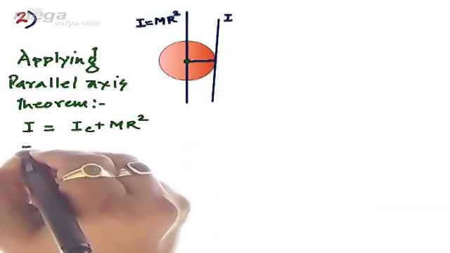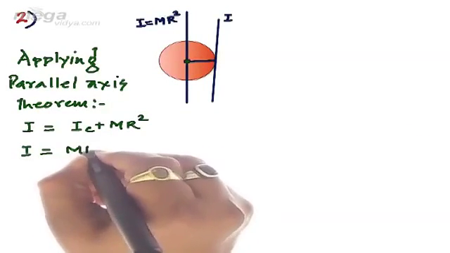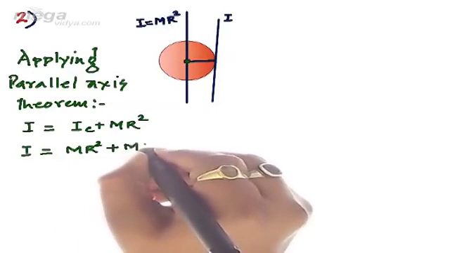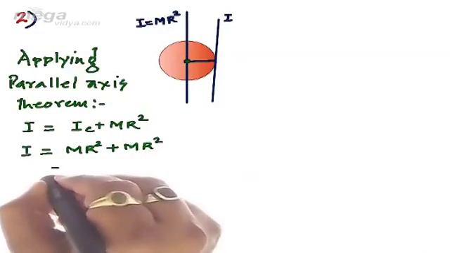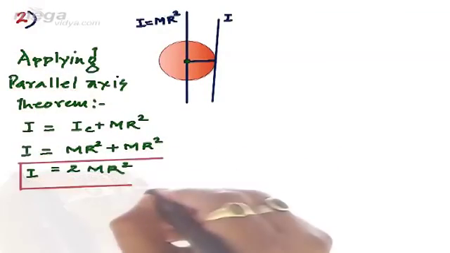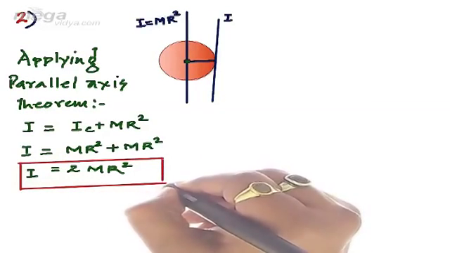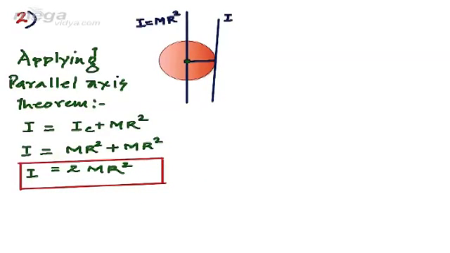So I will be equal to mr square plus again mr square, which will come out to be equal to 2 mr square. So the moment of inertia of a ring about the tangent and parallel to the centroidal axis is equal to 2 mr square. Similarly, we can calculate the moment of inertia of any geometrical figure such as a disc, sphere, etc.